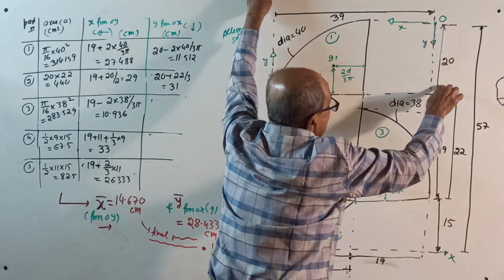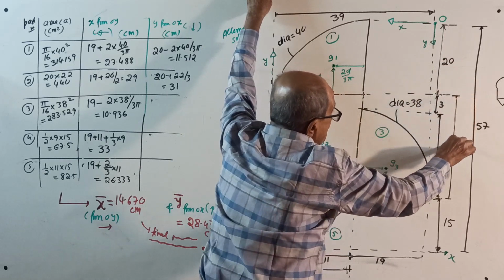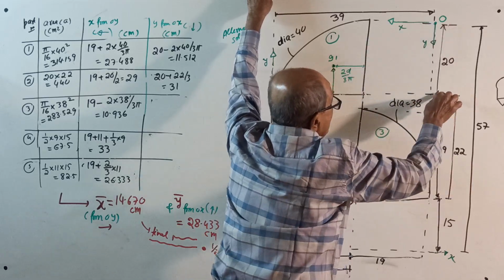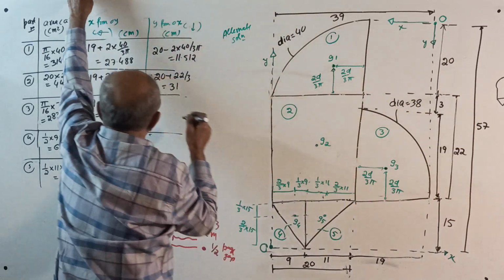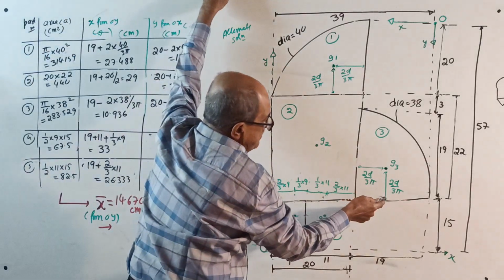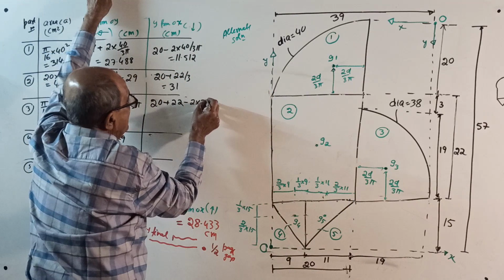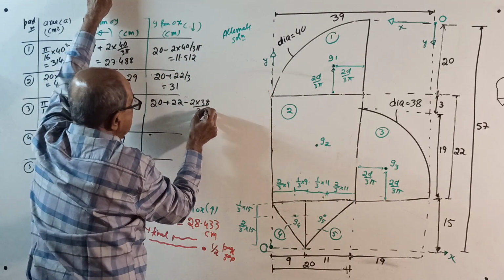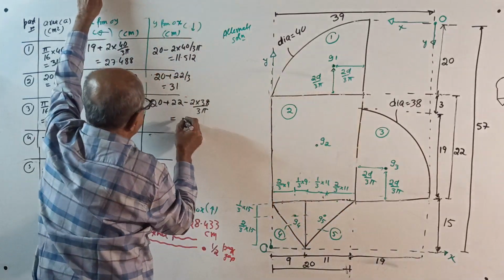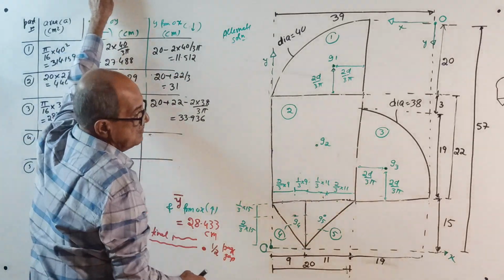20, be careful, 20 plus 22, 20 from here plus 22. 20 plus 22, then subtract 2d by 3 pi, minus 2 into 38 divided by 3 pi. Figure number 3 y is 33.936. Figure number 4.